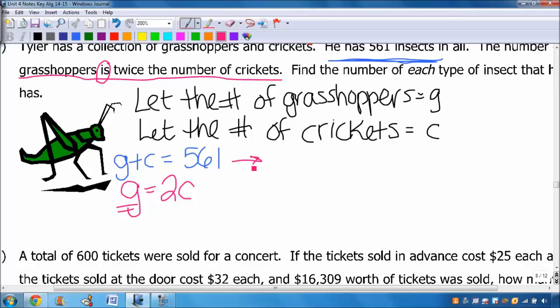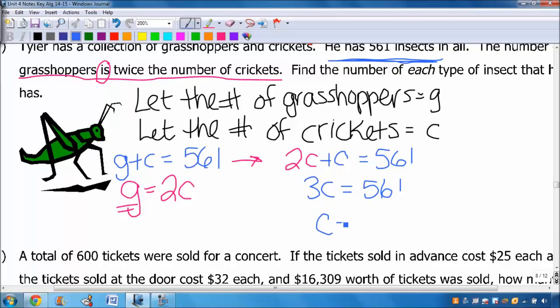So in this equation right here, instead of G, I'm going to replace it with 2C. Okay, so it becomes 2C plus C equals 561. Remember, the whole point of substitution is to only have one variable. So then combine your like terms, you get 3C equals 561. Divide both sides by 3, and you end up getting C equals 187. Okay, so the number of crickets, you know, is 187.